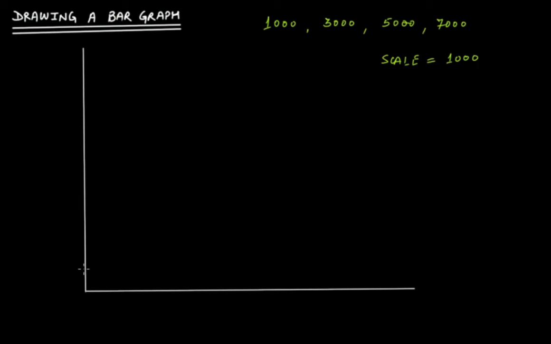We'll plot here 0, then we'll have 1000 here, then we'll have 2000 here, then 3000 here, then 4000 here, and then 5000, 6000, 7000. So 1000 will be here, 3000 is here, 5000 is here, and 7000 is here.